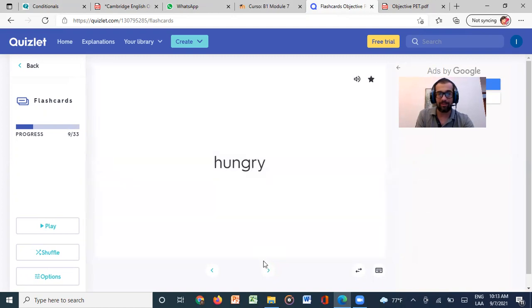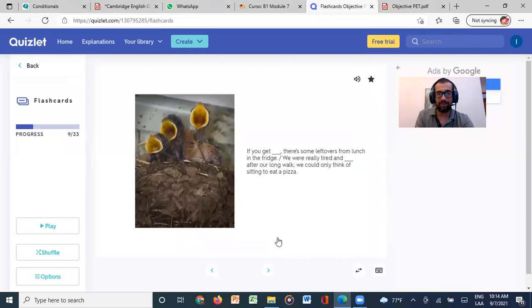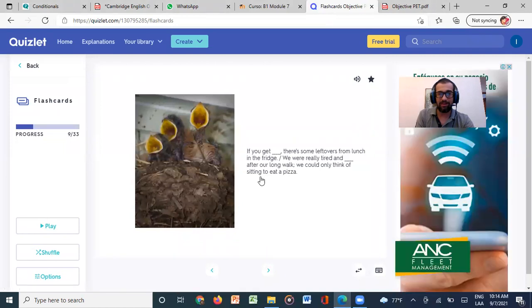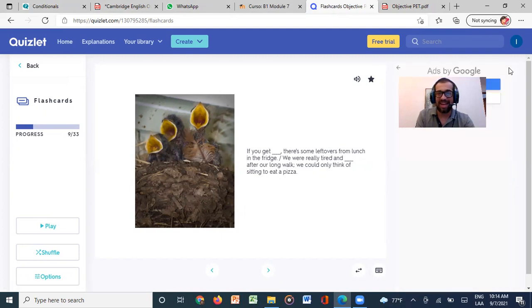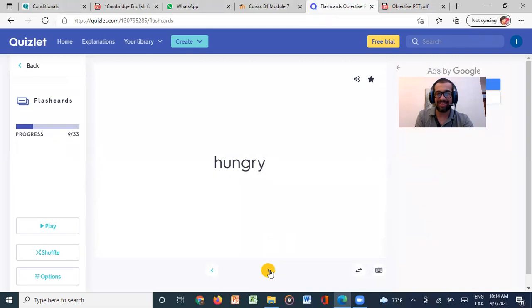Let's go with the other one. Hungry. Number nine. What is hungry? Well, if you get hungry, there are some leftovers from lunch in the fridge, right? We were really tired and hungry after a long walk. We could only think of sitting down to eat a pizza. In this case, we have some birds here, and we know that these birds, when they get out of the egg, are always very hungry, right? So that's the example.